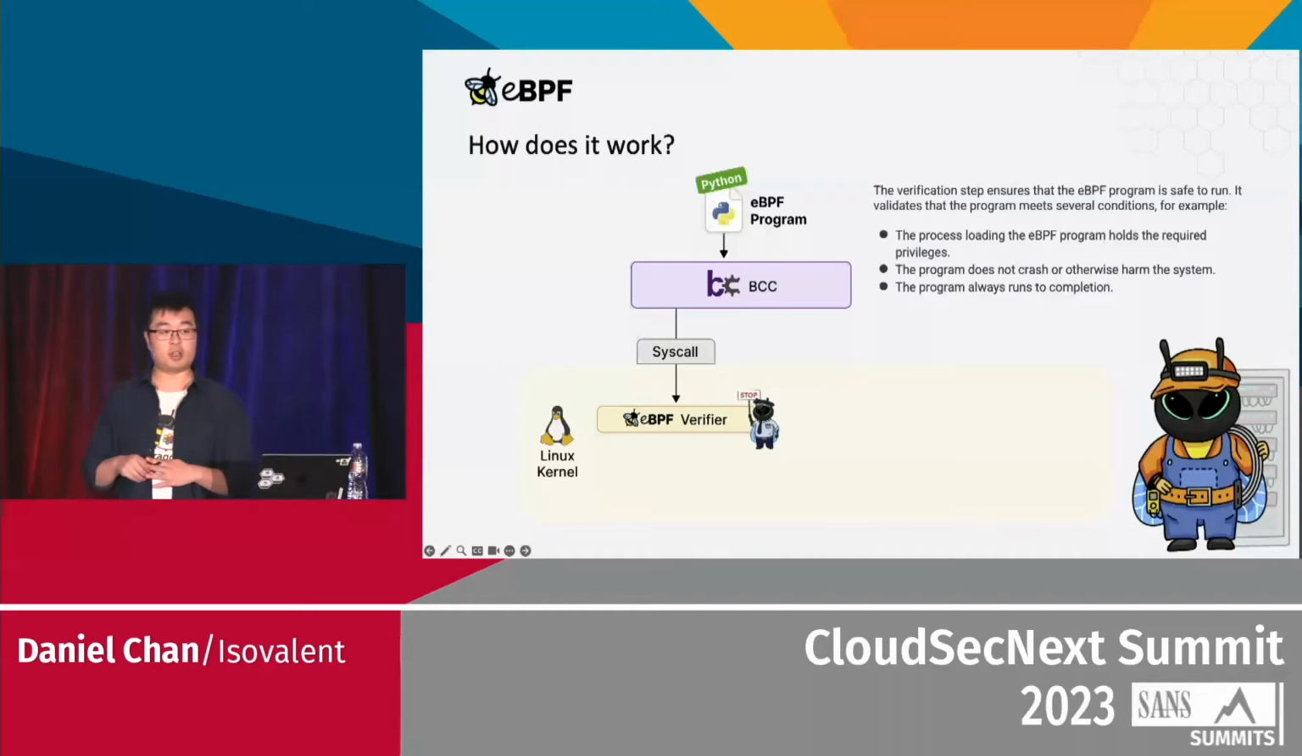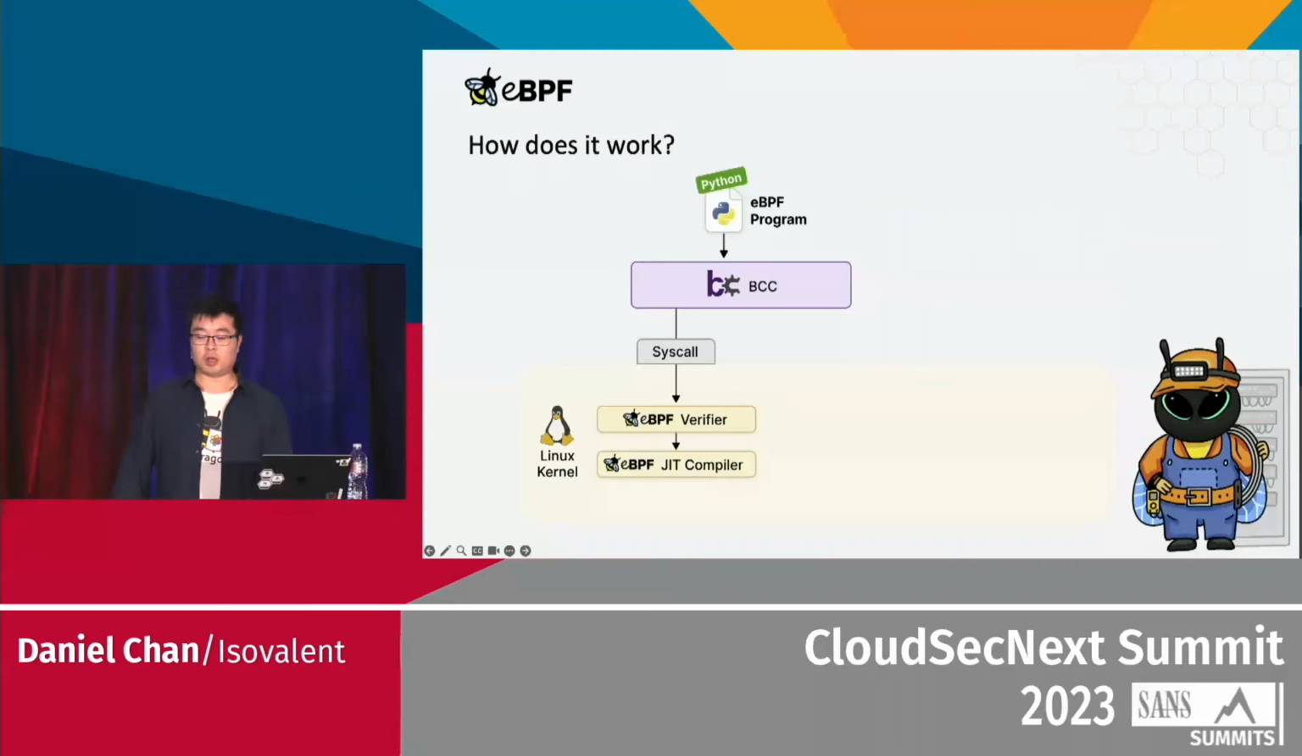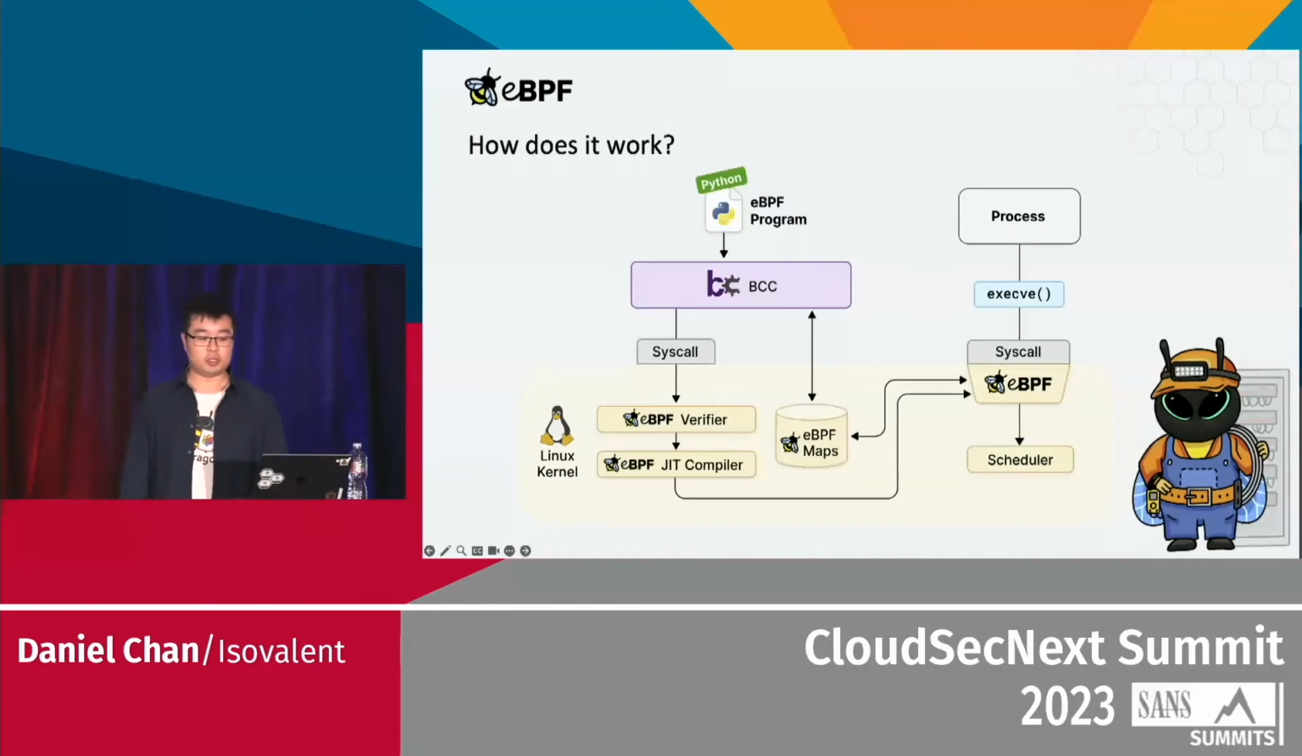It'll check the pointers are handled properly, et cetera, things like that. Things that would cause a C program to crash. And then it'll also check that the program always runs to completion. Once that's all passed and we're all good there, we'll send it to the JIT compiler, which will translate it into machine code. And then finally, it'll be attached to the entry point of our execve syscall.